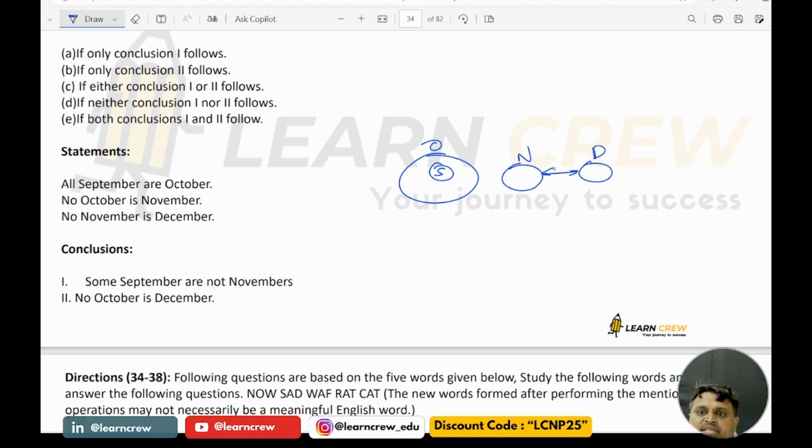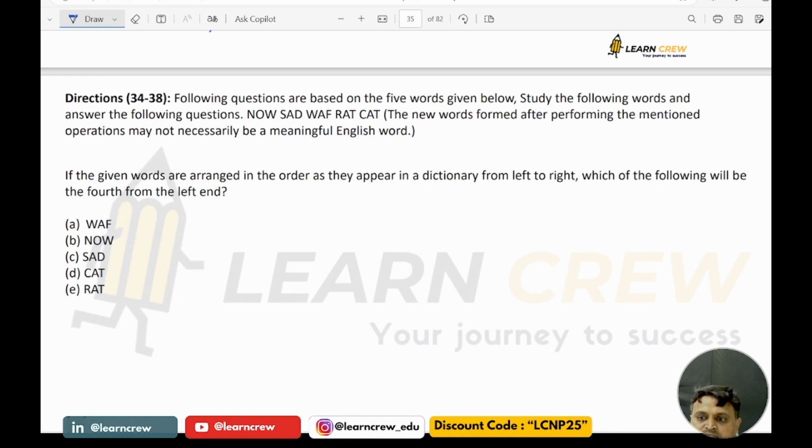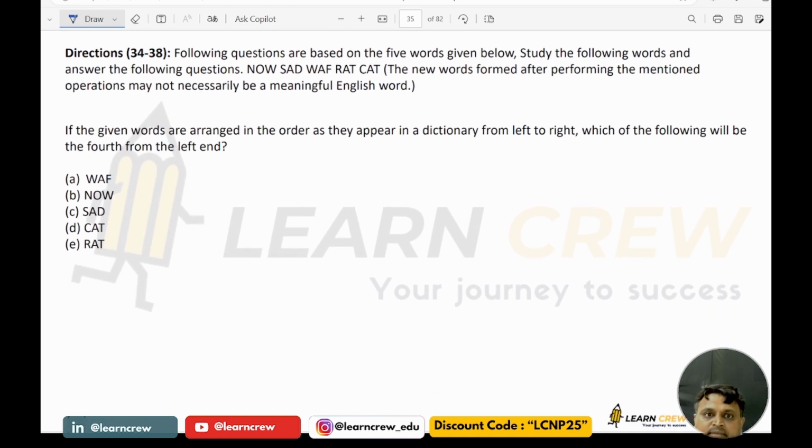Between these two there is no relation, but December and these can have a relation. Some Septembers are not Novembers is definitely true. No October is December: these two can have an intersection, so it is wrong. So the answer is only 1. Only 1 is correct. Next.